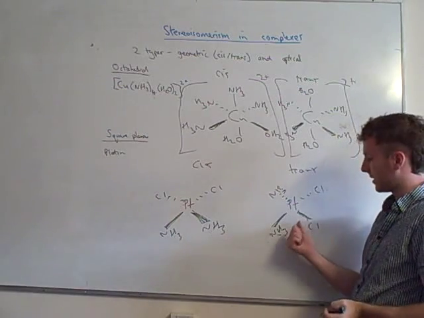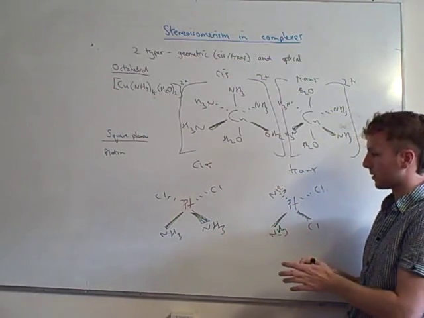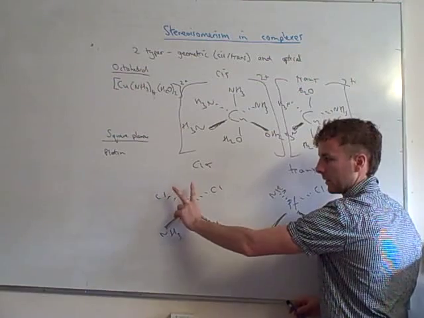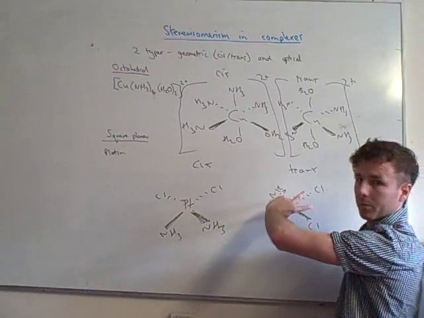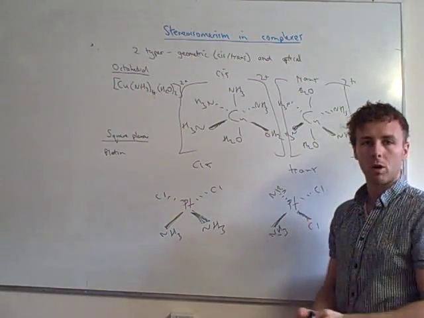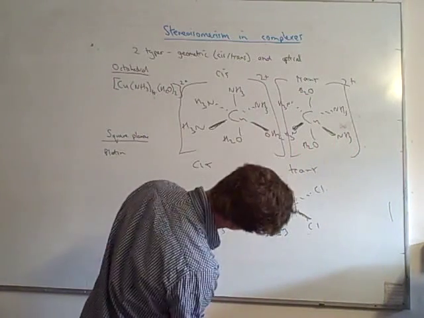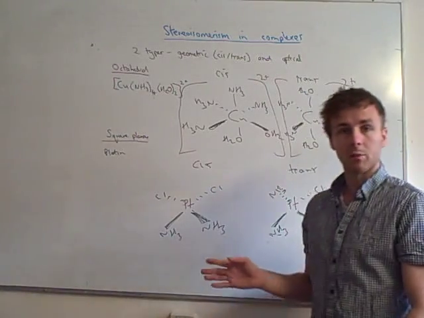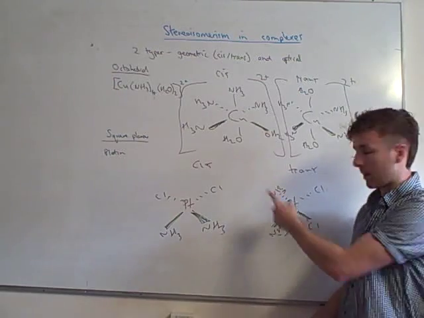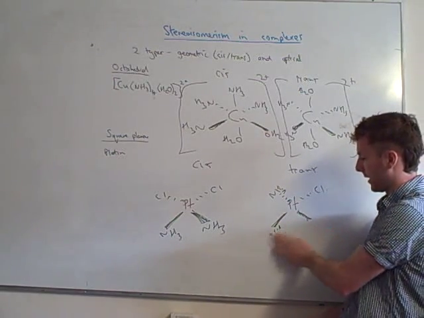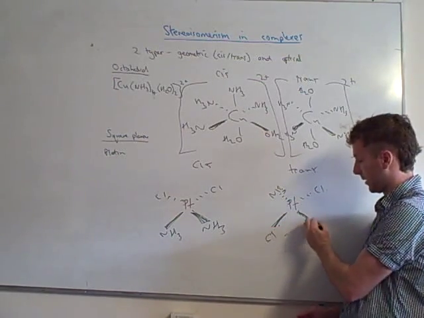Can you see how this is still a cis? This is not trans. All I've done here, look, here's my 2 Cl's, I just turned it on its side. So these 2 are identical molecules, but just imagine twisting your head like that. So you can't make that mistake. You've got to put them on opposite bonds. So one Cl there and one Cl here.